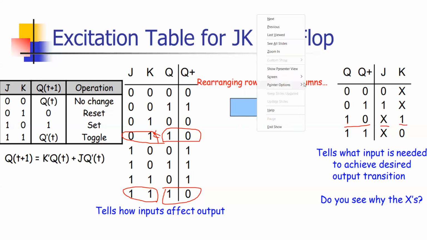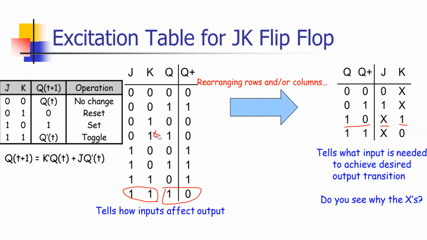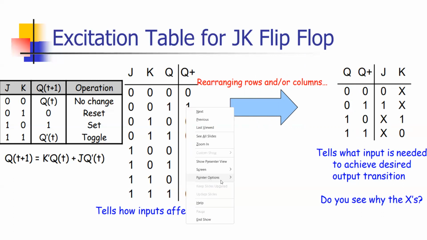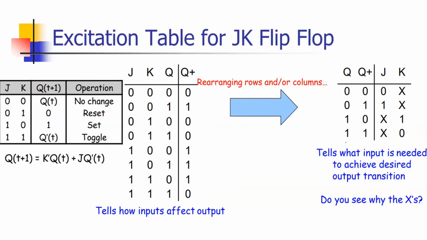Now we will see the last row. In the last row, the value of Q and Q plus is 1 1. So where is 1 1, we will see. Here it is 1 1 and here it is 1 1.